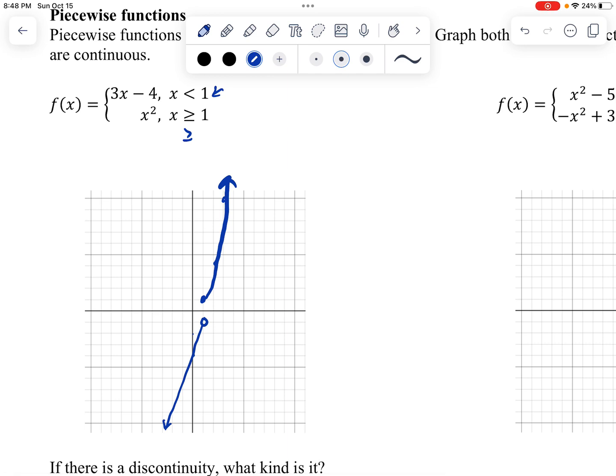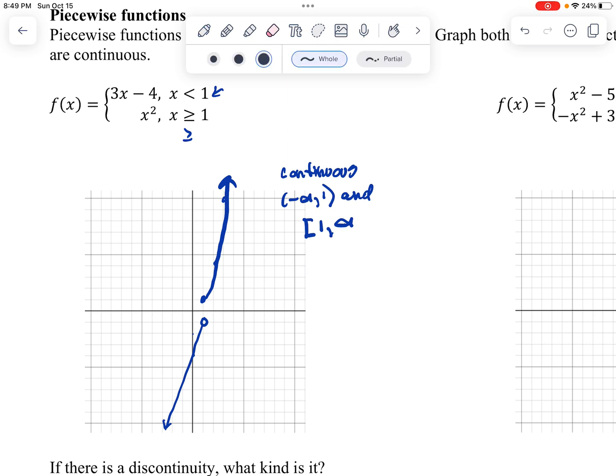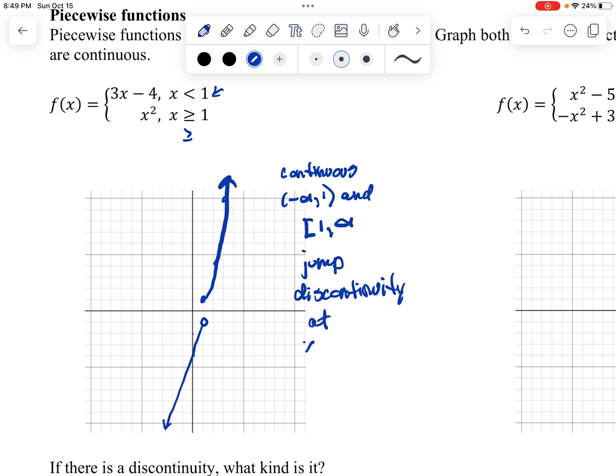Notice this one is continuous on the intervals negative infinity to 1 and 1 to positive infinity. However, it has a jump discontinuity at x equals 1. There's a jump. There's a gap.